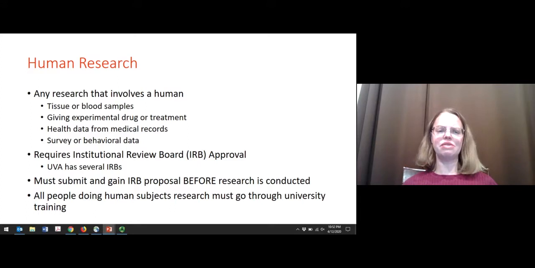So obviously human research is any research that involves a human or data about a human. We'll talk about that on the next slide. So, examples of things might be working with tissue or blood samples. Chemists do that a lot. You might not actually ever see the human, but you work with a sample from it. Giving an experimental drug or treatment. Maybe you're in the drug discovery field, and that's what you hope to do someday. But it also includes health data from medical records, any data about outcomes, as well as any survey or behavioral data.